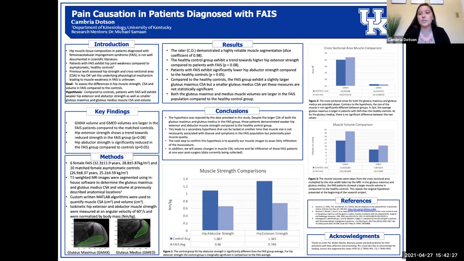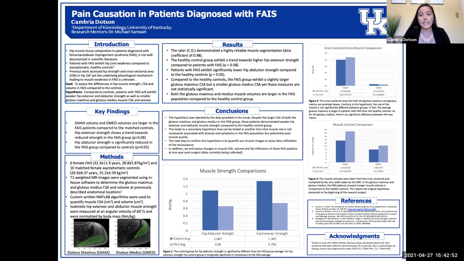About 18 months ago, I came to him and wanted to help out with his projects. And so we ended up coming up with an individual research project for me to do as part of my honors capstone, which I made this poster for. To give you a little background on FAIS, it's short for femoroacetabular impingement syndrome, and it's pretty much a small bony growth on the hip joint that causes pain in some individuals.